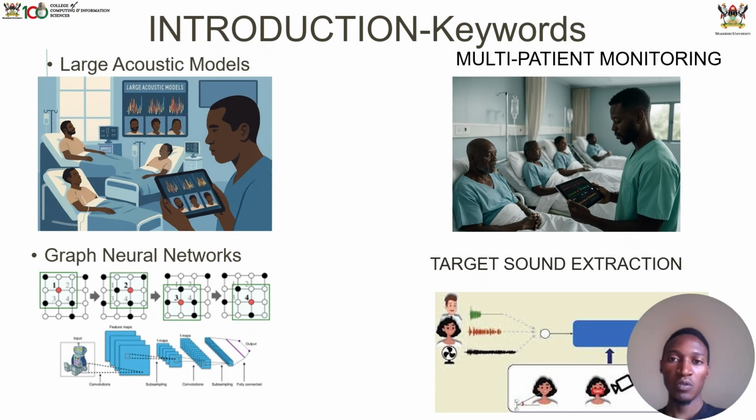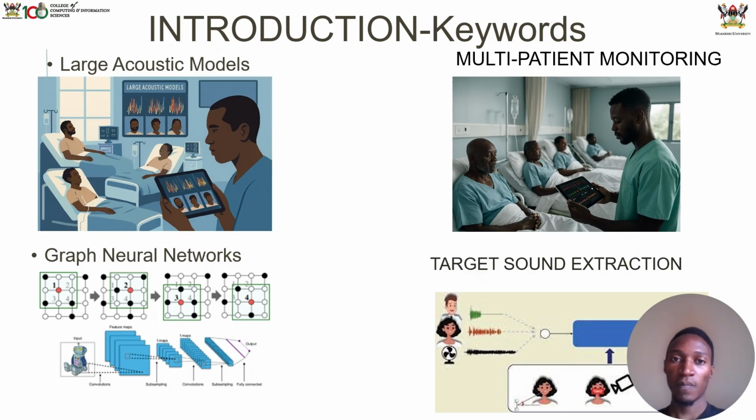So the keywords include large acoustic models, which are deep learning models trained on massive amounts of audio data to understand, represent, and reason over sound and audio signals. Then we also have graph neural networks, which are deep learning models designed to learn and structure data as graphs with nodes and edges. The nodes are the entities on which the data is designed, such as patients, and the edges are the relationships between the patients. So acoustic similarity can be a relationship.